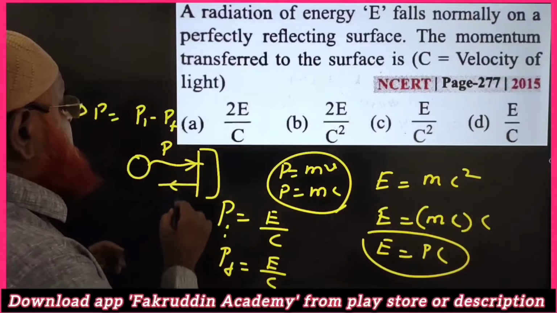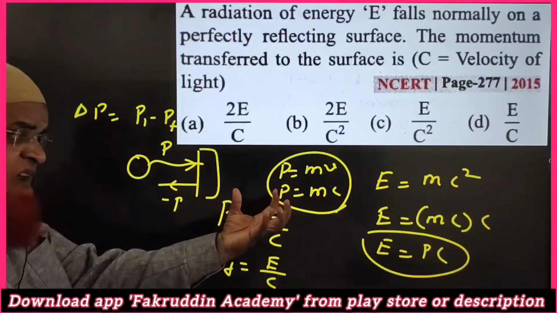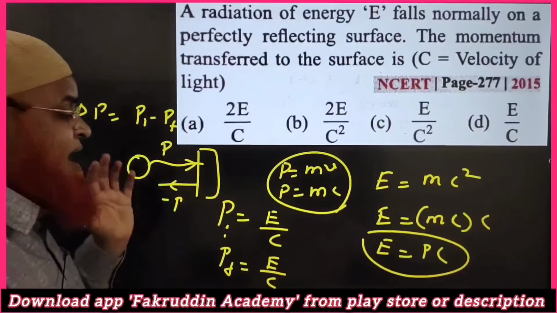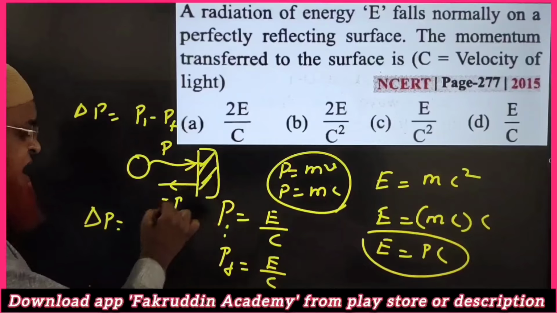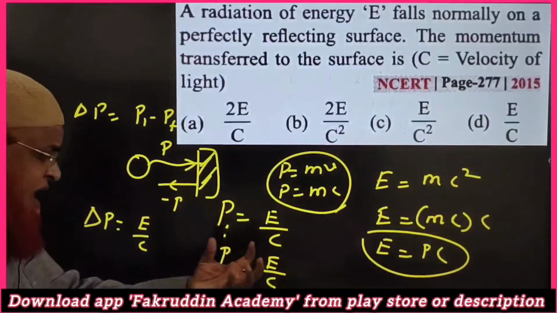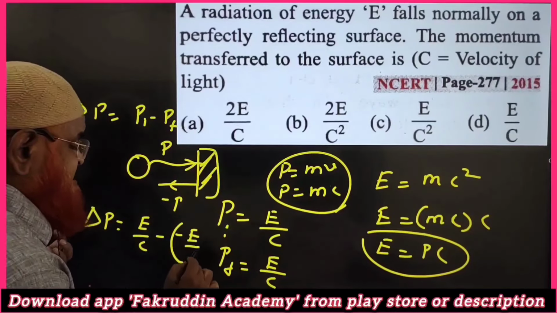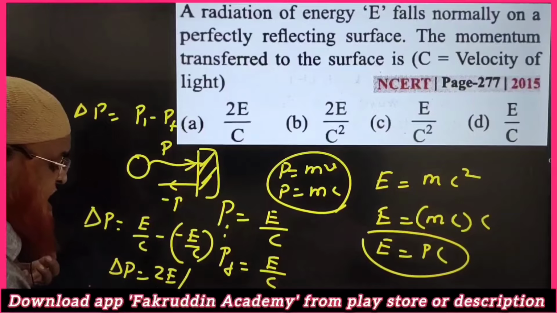P initial is P. P final is minus P because it is returning back. So change in momentum while going and striking a body is taken as E by C. While returning back, it is minus of minus E by C. So change in momentum is 2E by C.